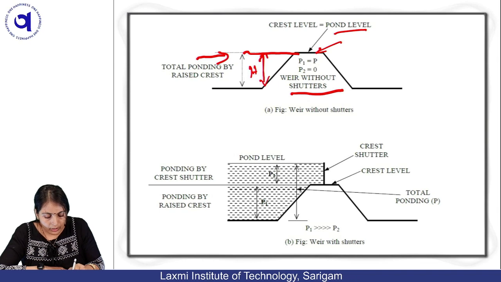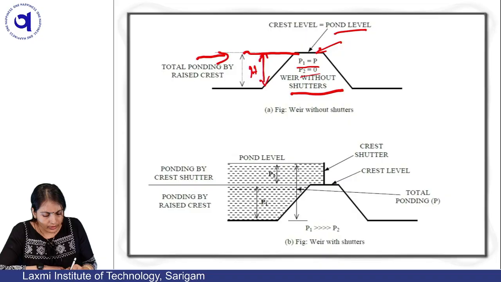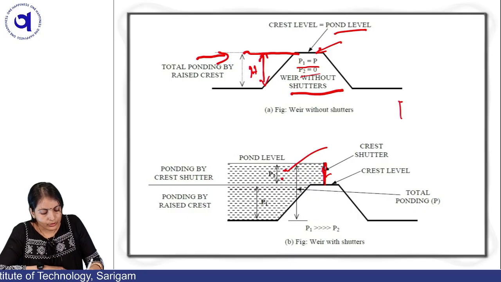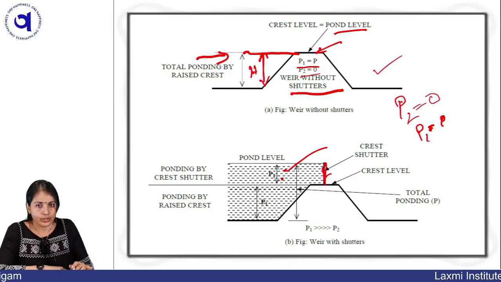Here we denote the pondage by P1 and P2. Your P2 is 0 and P1 equals P. Let's discuss this P1 and P2. Whatever the pondage done by the shutter is denoted by P2. Here you don't have any shutter, so P2 will be 0 and P1 equals P, the total pondage. I am talking about this picture, the weir without shutter. I think you understood.